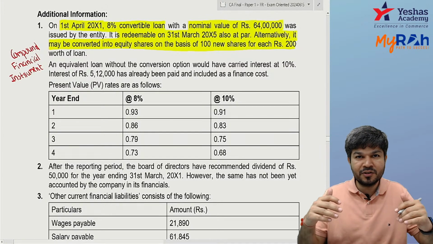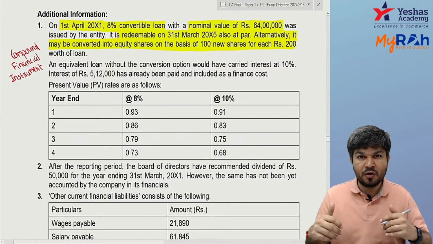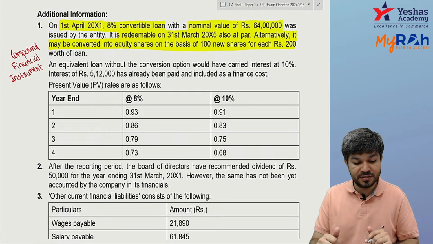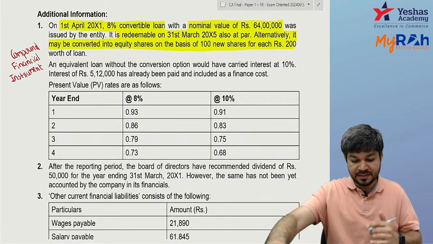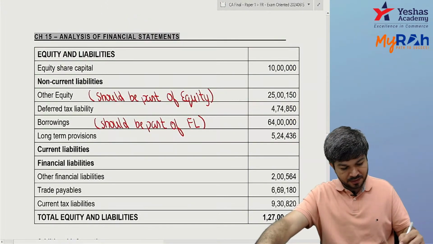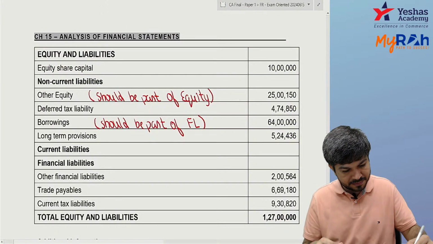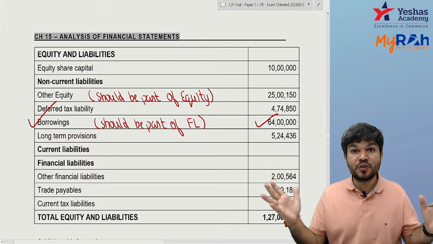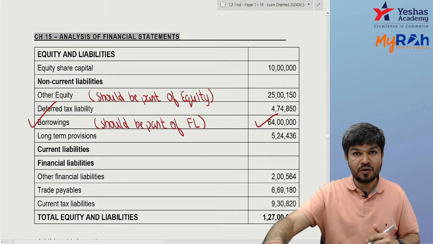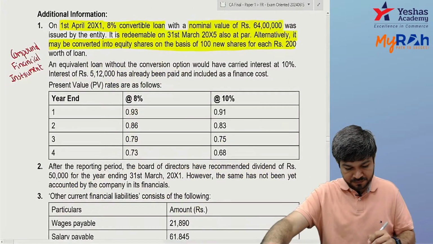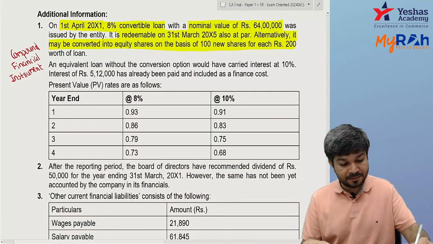Did you find anything in your balance sheet? Liability component of compound financial instrument or equity component of compound financial instrument? No. They have just shown 64 lakh as liability. Mila ye wala? It should be split into liability component and equity component. Now, how do I find the liability component?